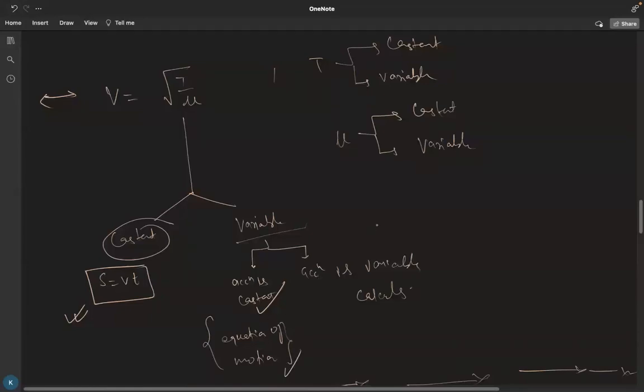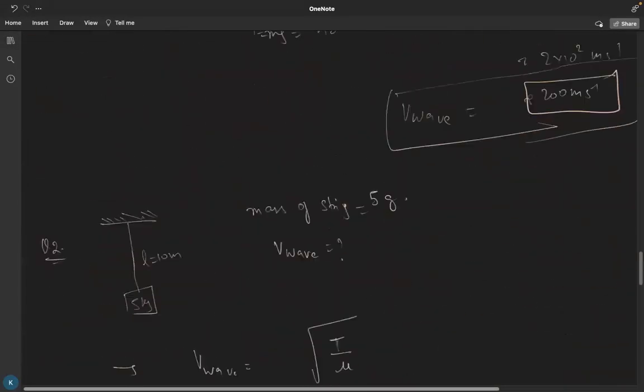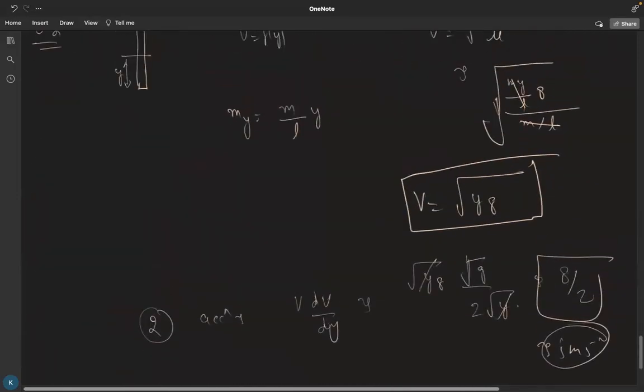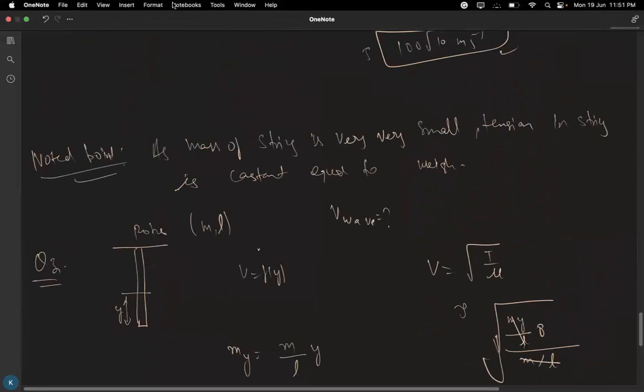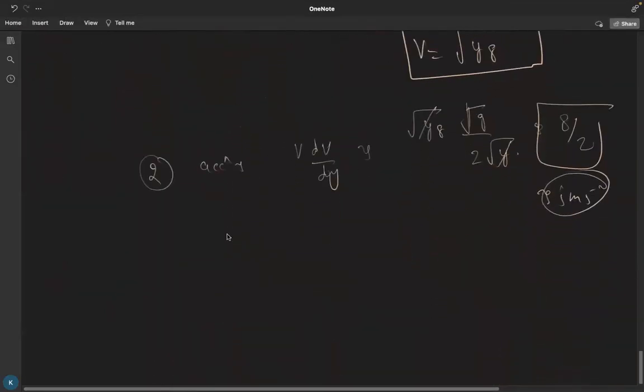And in some cases, you also get acceleration that is variable. So in that case, you have to apply calculus. That means for displacement and all, you have to integrate the acceleration and the velocity. And whenever you have to go the other way, you have to use differentiation and all, right? So you have to keep this thing in mind. So I hope this will be clear to all of you what I'm trying to say.